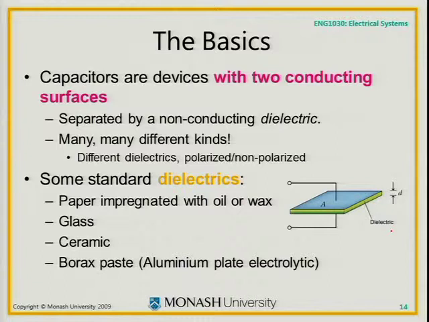Capacitors are devices. What are they? Well, they have two conducting plates separated by something that doesn't conduct. So it keeps the charge separated. That's called the dielectric. So two conducting surfaces separated by a non-conducting dielectric. And there are tons of different types, all sorts of different dielectrics, the thing that doesn't conduct in between the plates. So the blue thing there would be the plate that has the charge sitting on it. The green thing's the dielectric that doesn't let charge go through.